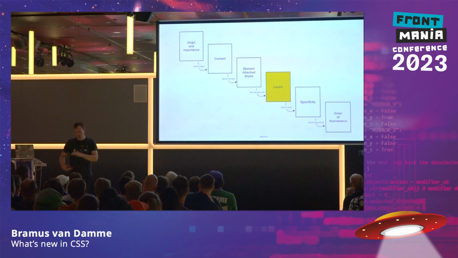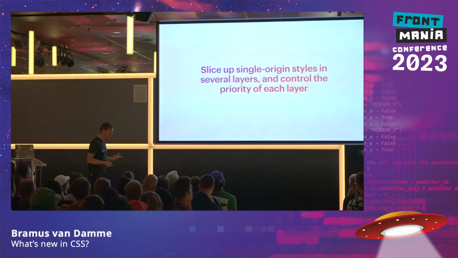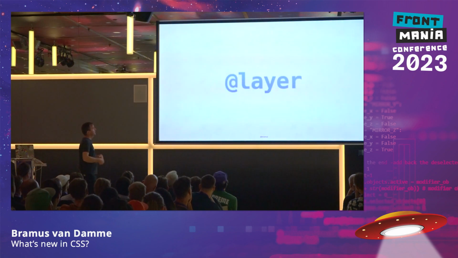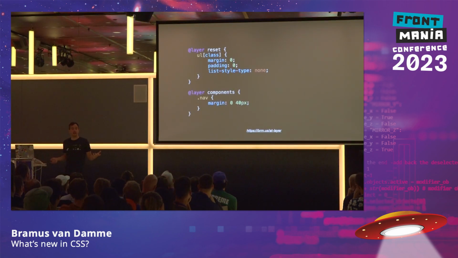This chunk, this chunk, this chunk, and you give them an order to determine the winner. So you get to slice up your single origin styles into several parts. You do that using the @layer rule or statement, and here you say it like this, and that's how it magically works. And you're like, what? You just added @layer and this works? How come that this works?